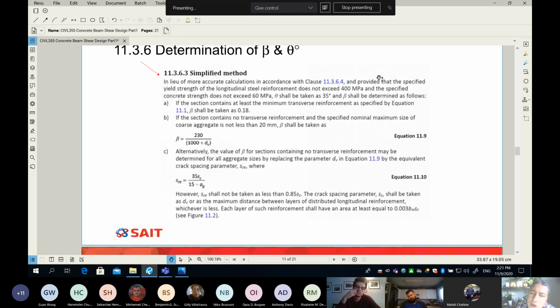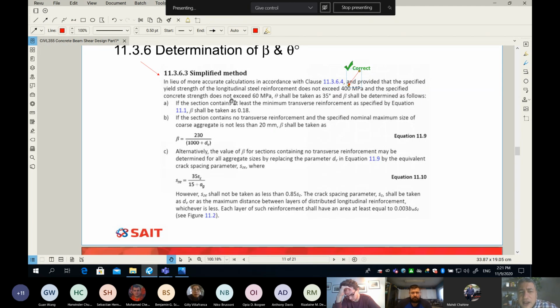There is a general method in 11.3.6.4, which we will never cover in our class because it's very complicated, okay? So instead of using this more accurate and complicated method in 11.3.6.4, and provided that the specified yield strength of the longitudinal bars reinforcement does not exceed 400. Is that happening in our class? What fy are we using in our class? Can anybody remember that by now? 400. Okay, guys, here we go. So this is happening already. This is a check mark.